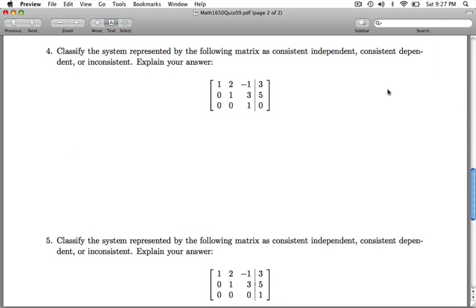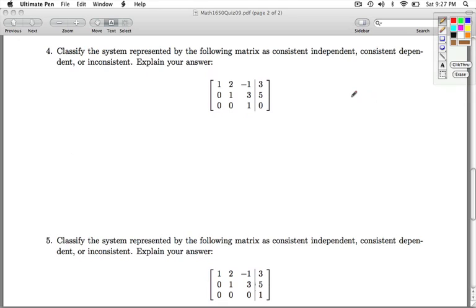All right, number 4, same thing. Let's go ahead and bring it out of the matrix using the variables x, y, and z. I have x plus 2y minus z is 3. y plus 3z is 5. And then I have 1z equals 0.